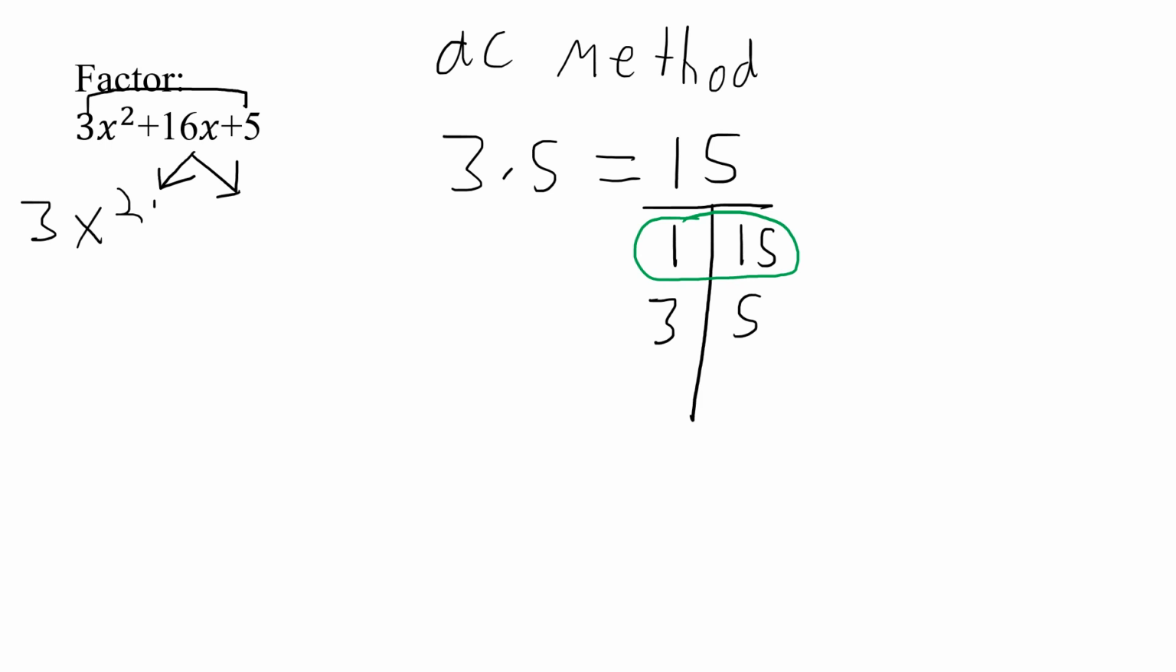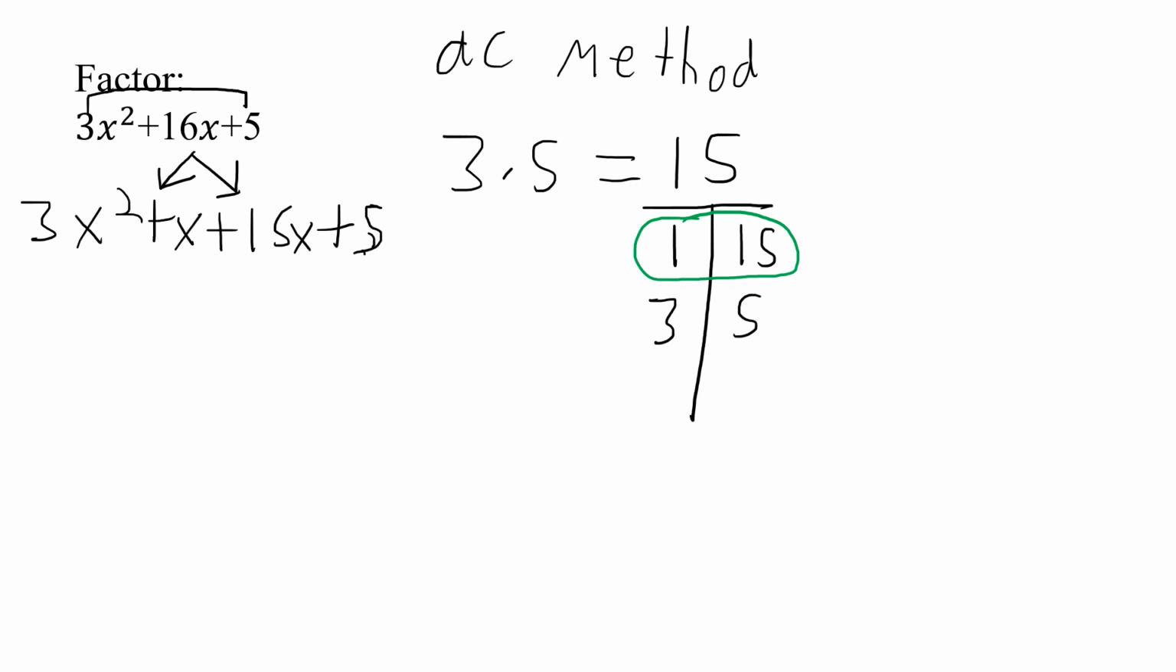Break up the middle term into 1x, the 1 coming from 1 being a factor of 15, and 15x, the 15 coming from the other factor that gave us a times c, 15, and added to b. So the two factors that multiplied to be ac and added to b were 1 and 15. I'm splitting the middle term into those two factors, and if you add it back up, you get back to where you started. So we didn't change anything, and we do have to bring down that plus 5 too. That's also part of our expression there.